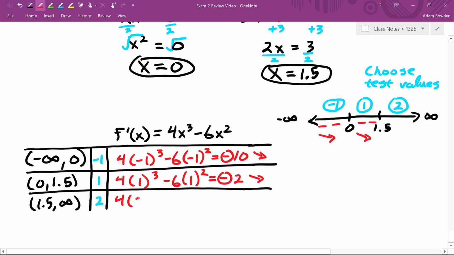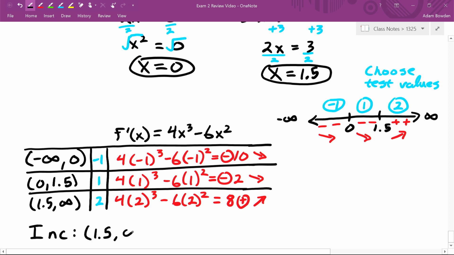Now if we plug in 2 for x inside the derivative, let's see what happens then. It comes out to be +8. Since it's a positive number, this part will be increasing. So what we'll say here is that it's increasing on the interval from 1.5 to infinity. It's decreasing on the interval from -infinity to 1.5.